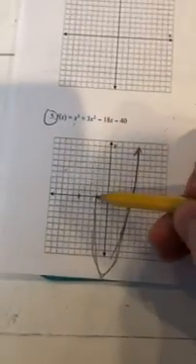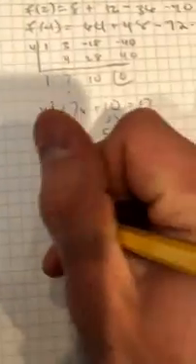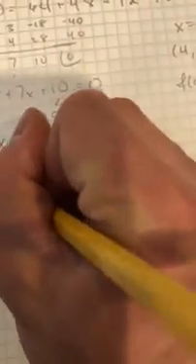I'm going to just pick negative 3 because I think that negative 3 is the easiest. So we'll do f of negative 3.